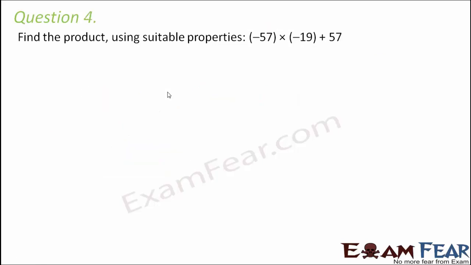Question number 4. Find the product using suitable properties. Minus 57 into minus 19 plus 57. Now this can be written as minus 57 into minus 19 plus 57 into 1. You can write it like this because 57 into 1 is 57. So 57 can be written as 57 into 1. By looking at this, do you remember any property? Yes, of course. It reminds us of the distributive property.